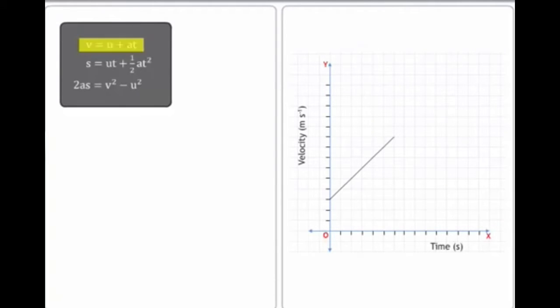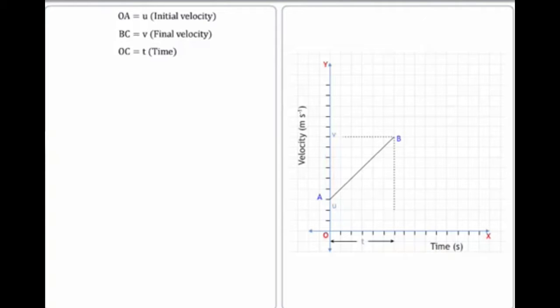The first equation of motion is known as the velocity-time relation. Consider a velocity-time graph for a uniformly accelerated moving object as shown. In the graph, u is the initial velocity of the object represented by the point A. v is the final velocity represented by the point B. t is the time in which velocity changes from u to v.